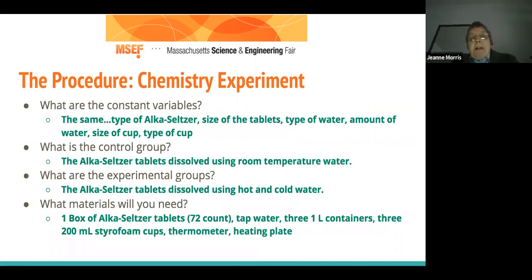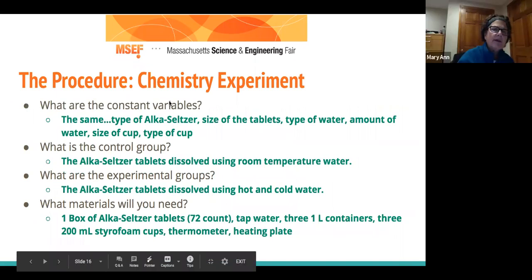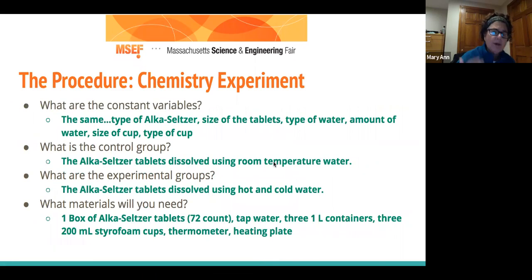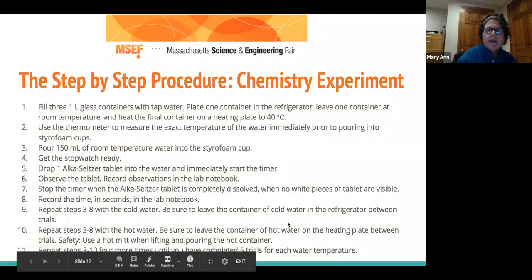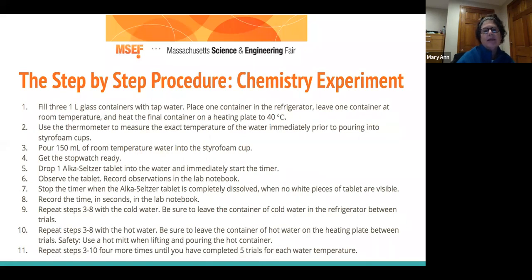Yeah, and then I have them fill out this. We already went through constants and the Alka-Seltzer tablets. So there's a lot of repetition here, but it makes them really think. Okay, what are your materials? This is important too. Like, what do you need to get this going? But here's now the procedure.